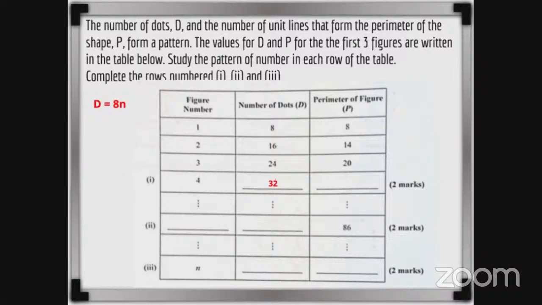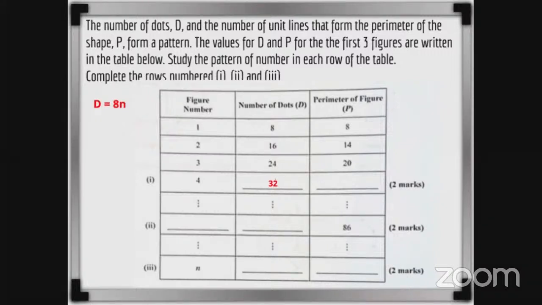We multiply the term by 8 to get the number of dots. All right, now what about the perimeter? Let's just look at the perimeter. The first figure has 8 dots and the perimeter is 8. We could have said that it's the same. Once you have the number of dots, you could figure out the perimeter to be the same.